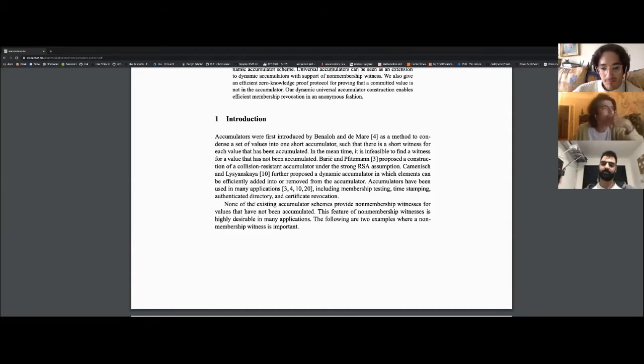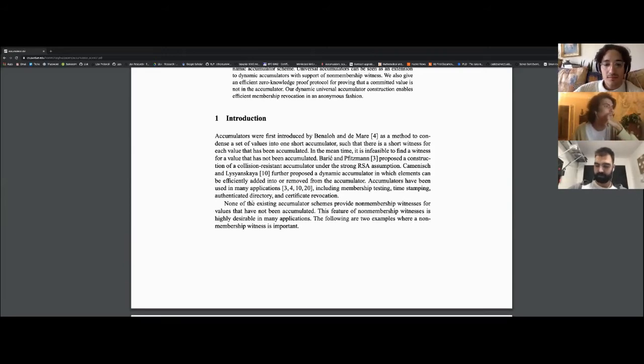In an extension of this definition, we can define a dynamic accumulator, which is basically an accumulator that supports update of the original data set. So you start from a data set, you create an accumulator, and then you can keep adding new elements or deleting them, and you can update the accumulated value efficiently.